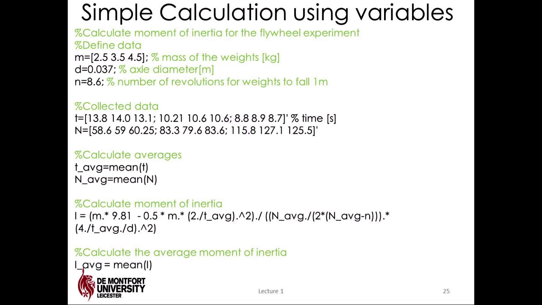Similarly, I defined a 3 by 3 dimensional matrix here. Here I used the mean function to calculate the average value for each column for t and n. And then this is a rearranged equation that you will need to calculate the moment of inertia, because you need to calculate the moment of inertia 3 times. So here I use the mean function again to calculate the average moment of inertia.